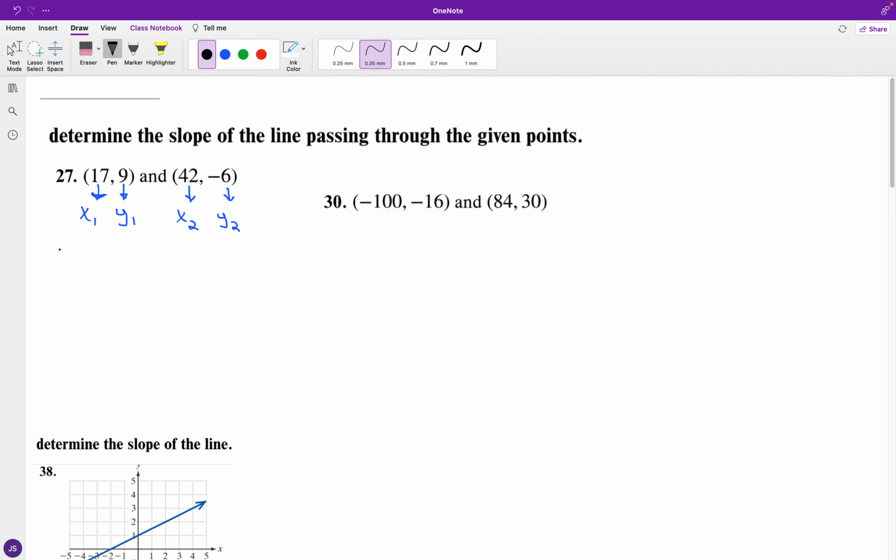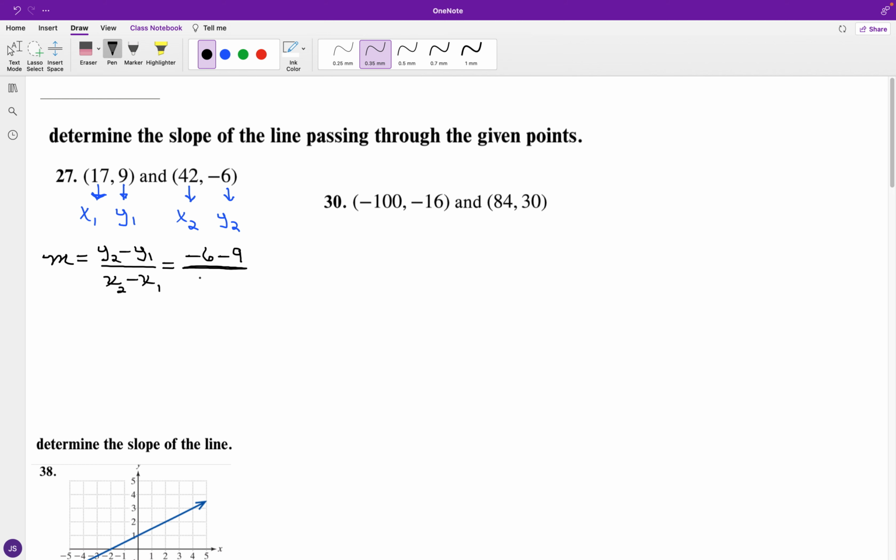For 27, we have the slope formula. Again, the slope m is equal to the change in y with respect to the change in x, often denoted as y2 minus y1 all over x2 minus x1, such that x1 and x2 are not equal to each other. Crossing over to substituting, for y2 minus y1, y2 is at negative 6, minus y1, so minus 9.